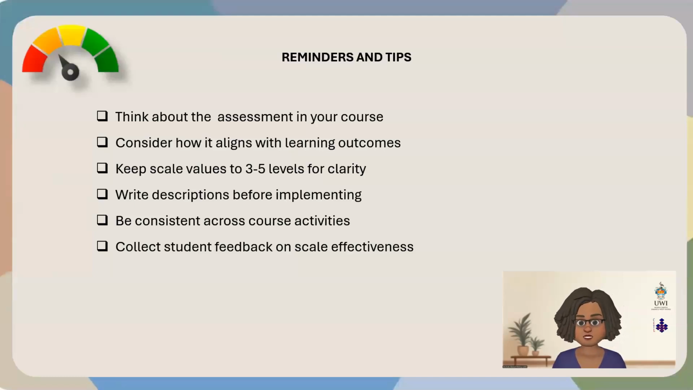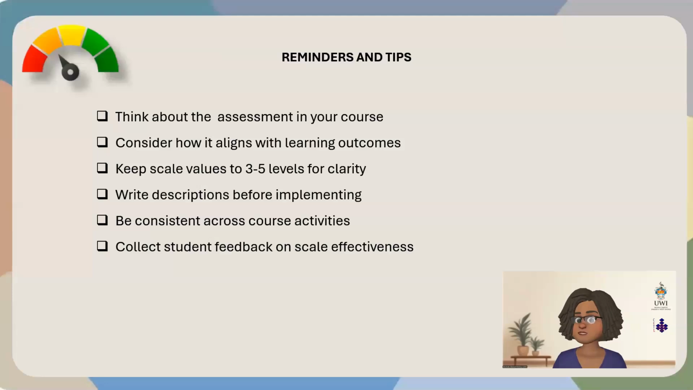Keep your scale values to between 3 and 5 levels, because too many levels will create confusion, grading inconsistencies, and so forth. And if we have too few levels, then it doesn't provide enough distinction. We should try to write the distinctions out, write our scale levels or descriptions out before we implement them. And while we are writing, let us try to focus on the behaviors, the observable behaviors, rather than on subjective judgments. Include what is present and what may be missing at each level.